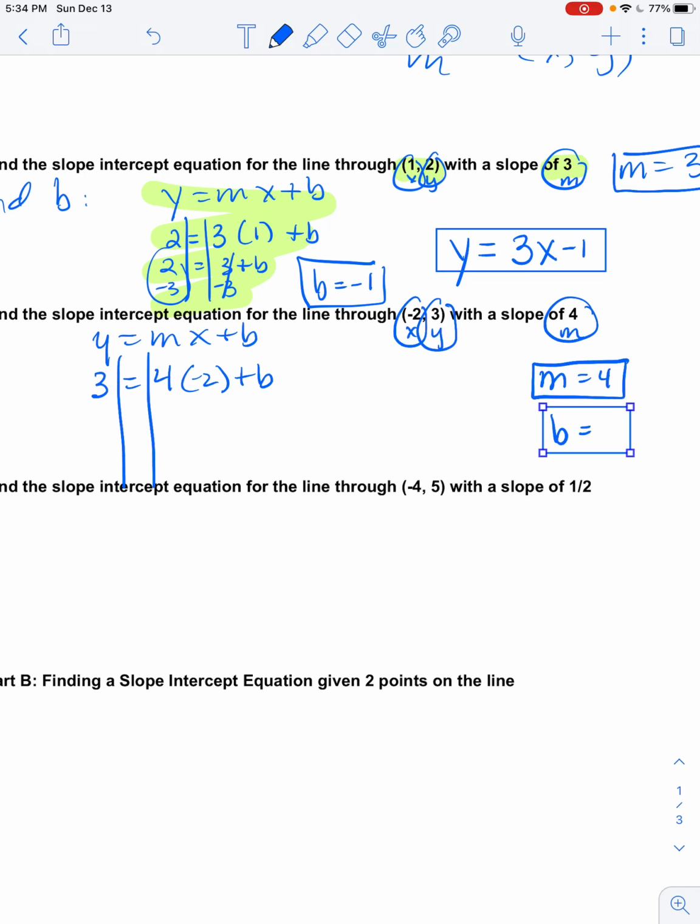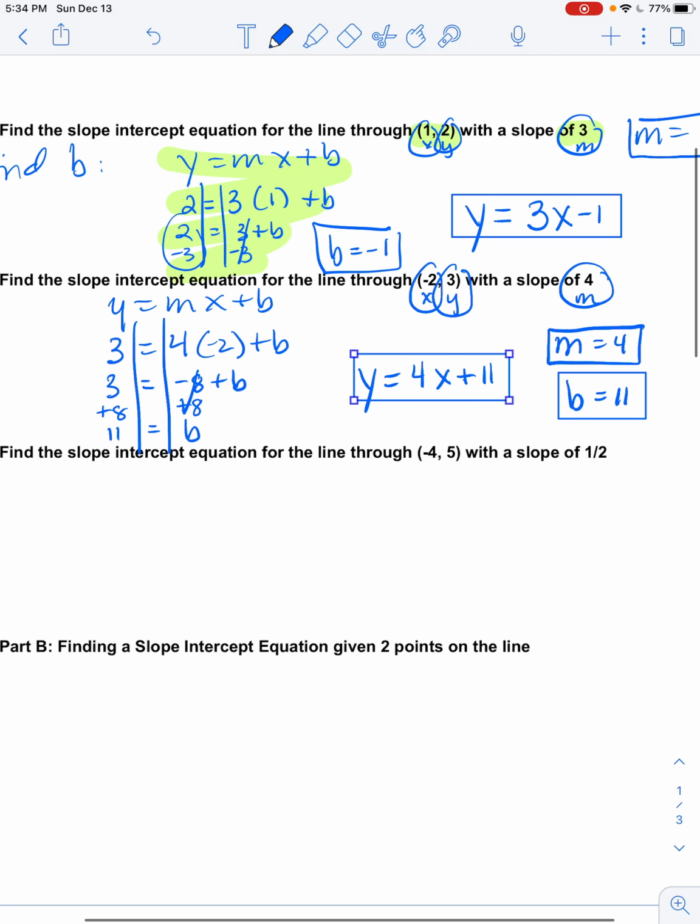So here, the 4 times negative 2 becomes a negative 8. So to get the b alone, I'll need to add 8 to both sides. So b is going to equal 11. So if b is 11 and m is 4, then my slope-intercept equation goes y equals mx plus b. Alrighty, let's keep rolling. Same thing.